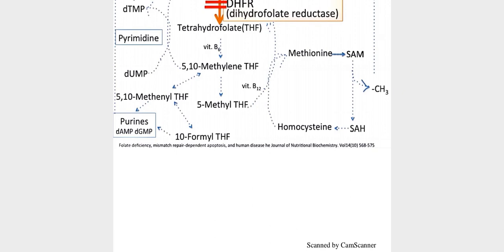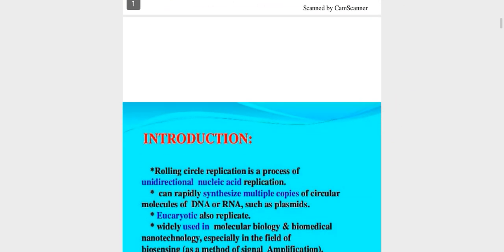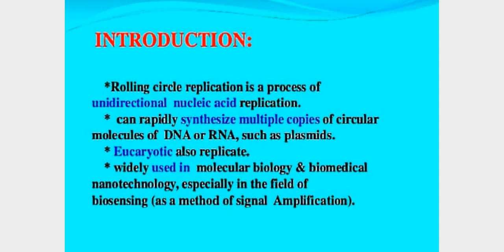Next topic, the rolling circle model of DNA replication. Introduction: rolling circle replication is a process of unidirectional nucleic acid replication. It can rapidly synthesize multiple copies of circular molecules of DNA or RNA, such as plasmids. Eukaryotic DNA also replicates this way. It is widely used in molecular biology and biomedical nanotechnology, especially in biosensing as a method of signal amplification.